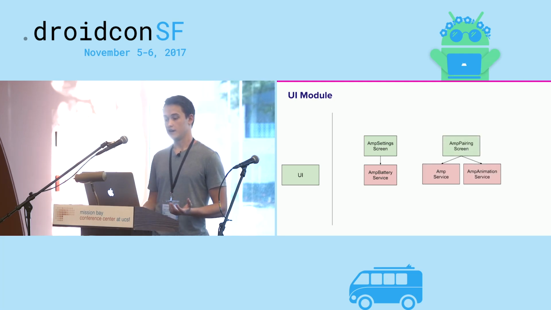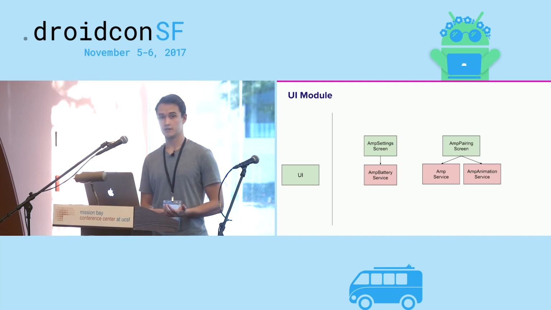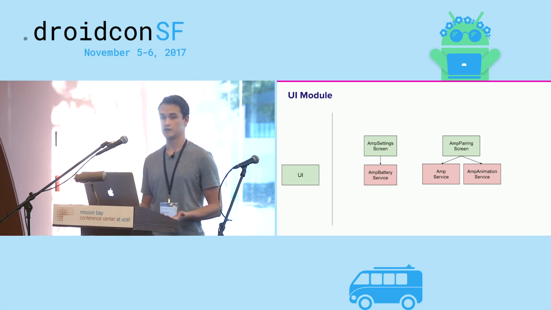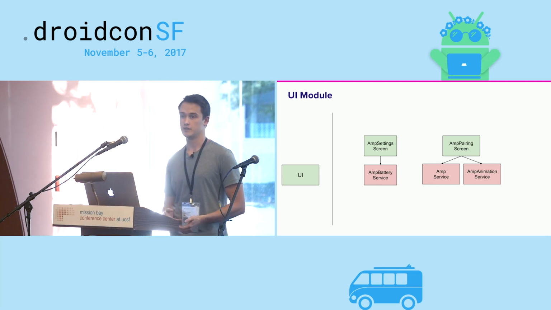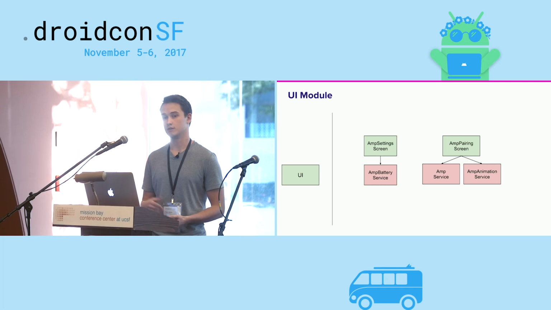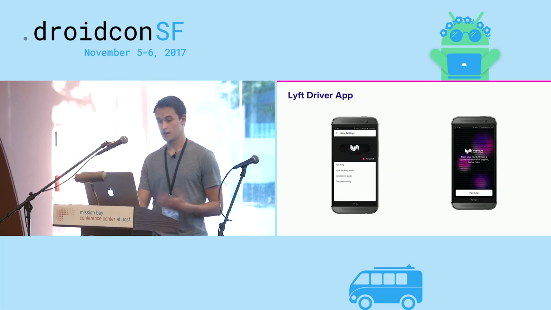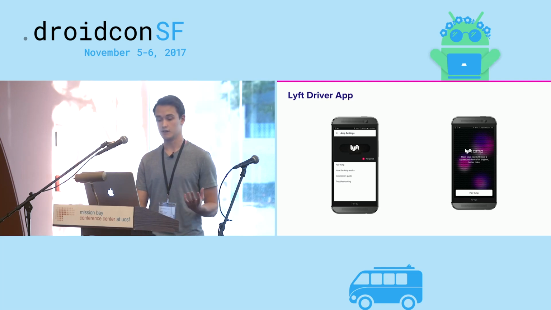And then we also have the AMP pairing screen, which again was responsible for first connecting to the AMP. That uses the AMP service, and the AMP service was for initializing the connection to the AMP. After you're connected, we will walk you through how to use it. That's when we use the AMP animation service, because we'll start playing animations on the AMP to tell you how it works. And now you can see we've finished part two of our product requirements, which is building this in-app experience.